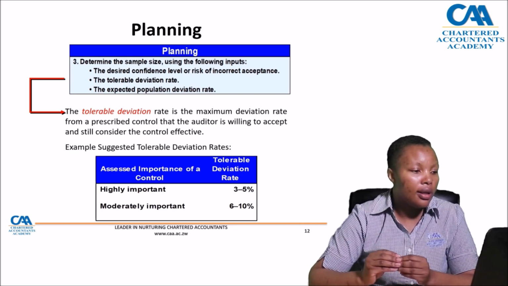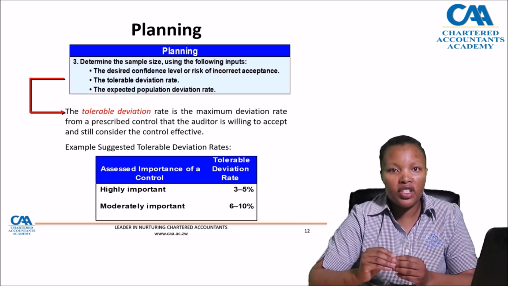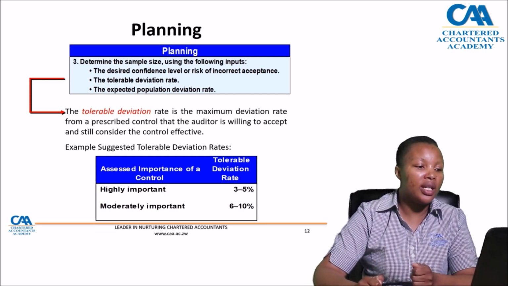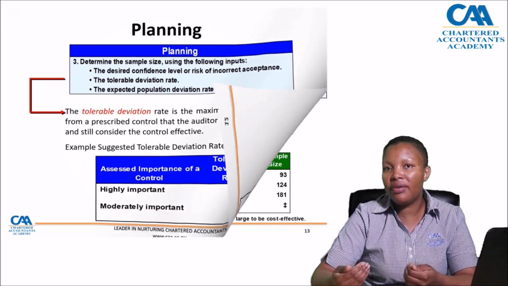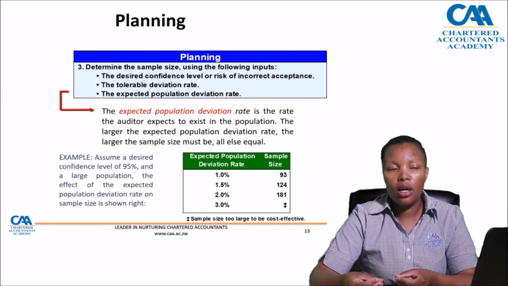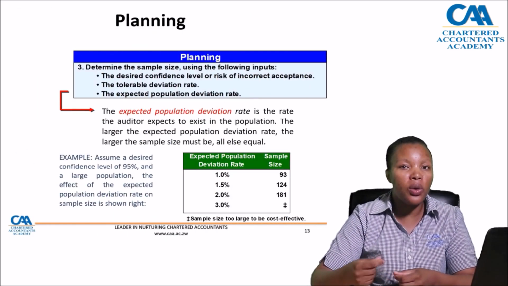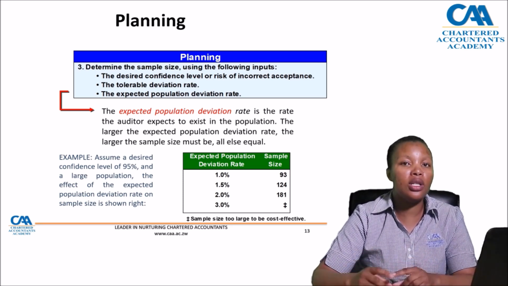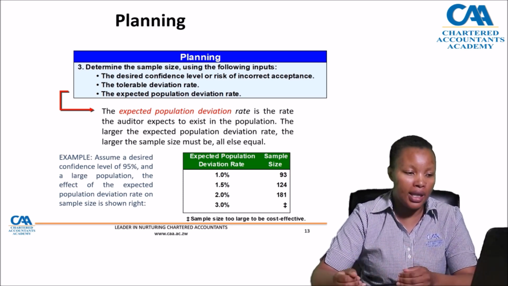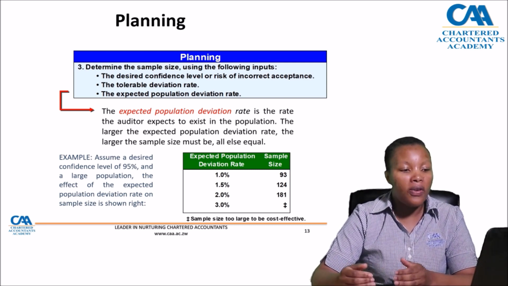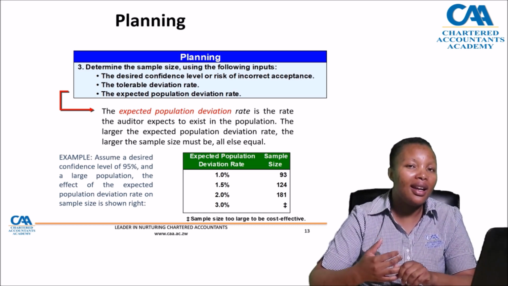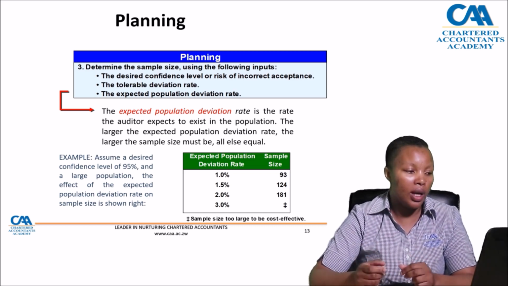Then we've got, lastly, the expected population deviation rate. That is derived mainly from the auditor's experience, to say what is the expected rate that the auditor is expecting to deviate from the expected. So you find that the larger the expected deviation rate, the larger the sample size will have to be.